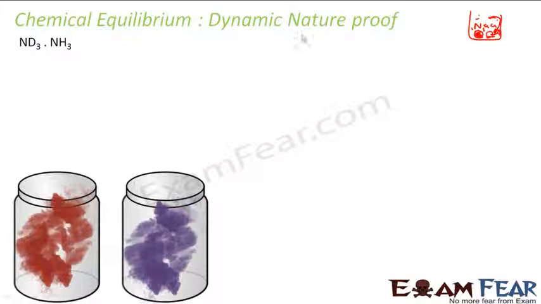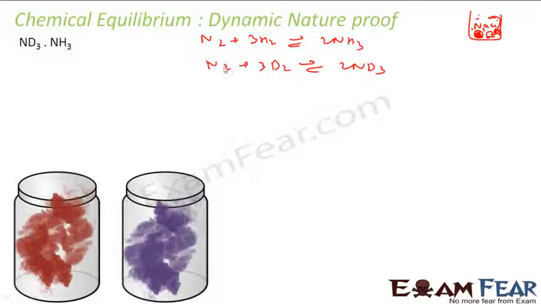So let's take two reactions here. I have N2 plus 3H2 gives 2NH3. This is also an equilibrium reaction, a reversible reaction. And N2 plus D2 I'll take, and here I'll get 2ND3. D2 is deuterium. This is my case 1, this is my case 2. So case 1 is this beaker, case 2 is this beaker.